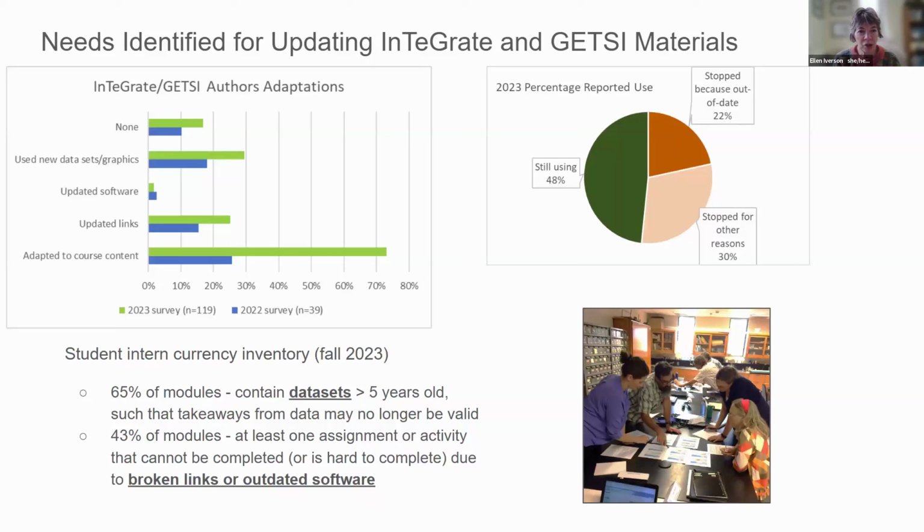We also had a student intern who worked for EarthScope who rigorously looked through all these materials and found that 65% of the modules contained data sets that were more than 5 years old. And that nearly half, 43% of the modules, had at least one activity or assignment that couldn't be completed, or was very hard to complete, because of something outdated, either a link or software. So we really saw a need.